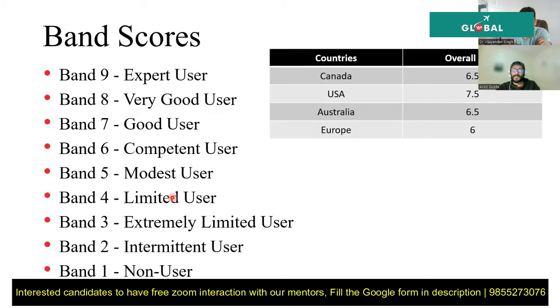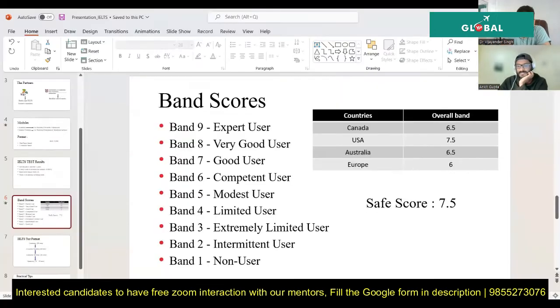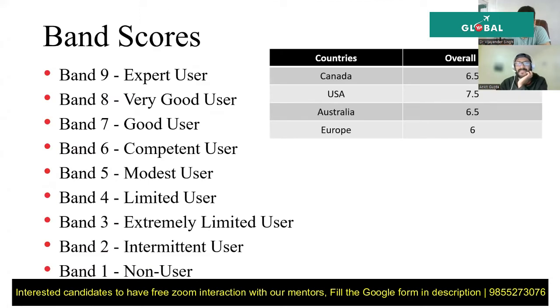One important thing is regarding country-wise band requirements. For those who are targeting Canada, they have to get somewhere around 6.5 overall bands. For USA, again, it depends on the university. 7.5 to 6.5 bands is the requirement in the US as well. In Australia, it's somewhere around 6.5 to 5.5 bands. But in Europe, the requirement is pretty much less. It's only 6 bands.